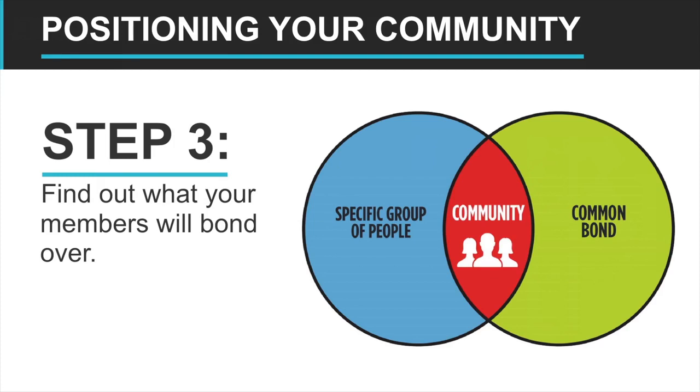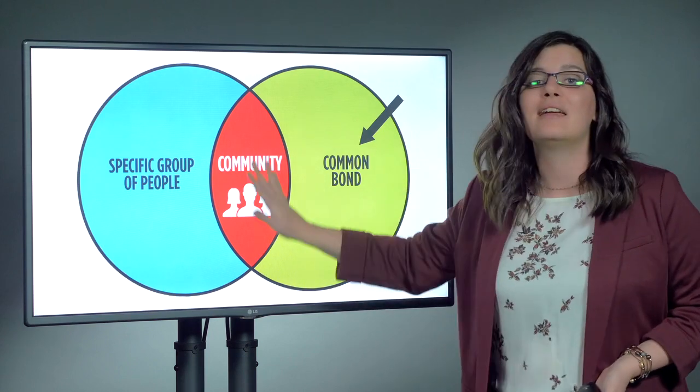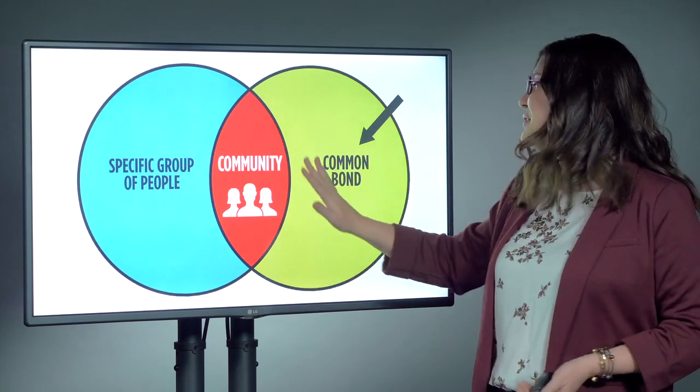Now let's move on to step 3. Once you have your segment of people figured out, now it's time to find out what your members will bond over. You are here in this side of the Venn diagram. You're trying to find the common bond that your segment of people all share.